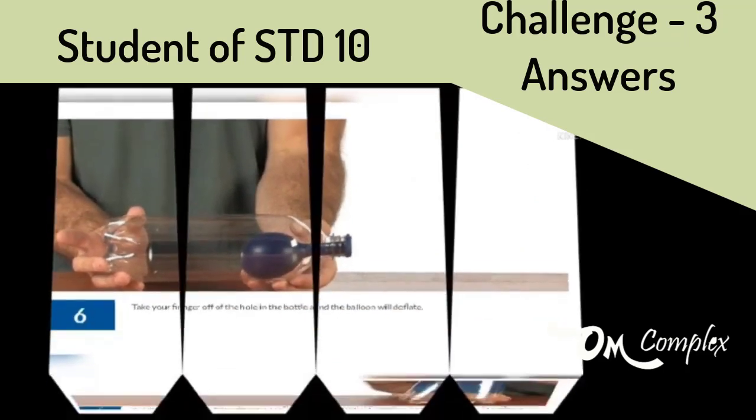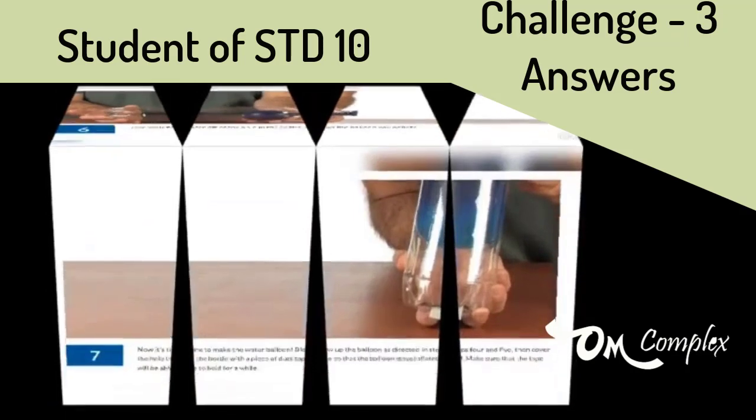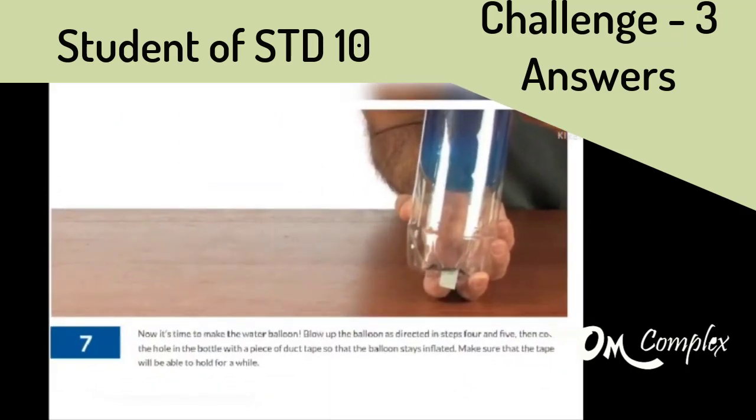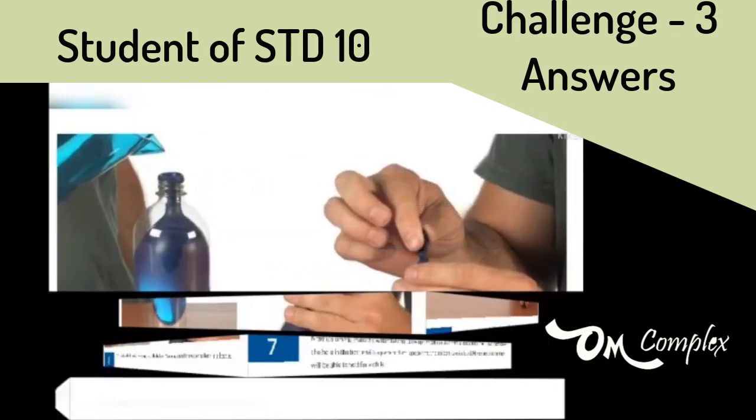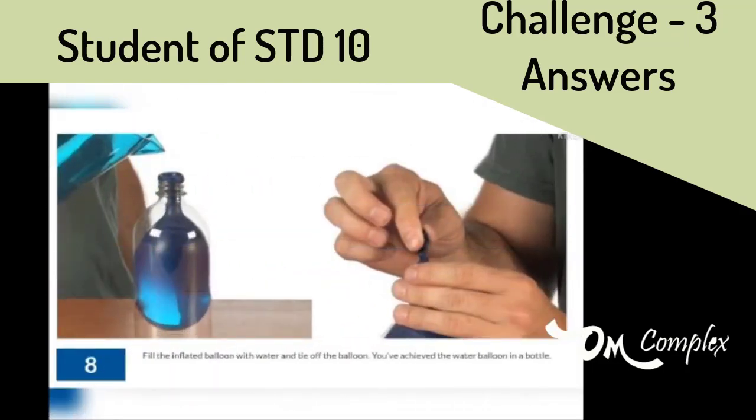Now it's time to make the water balloon. Blow up the balloon as directed in steps 4 and 5, then cover the hole in the bottle with a piece of duct tape so that the balloon stays inflated. Make sure that the tape will be able to hold for a while.